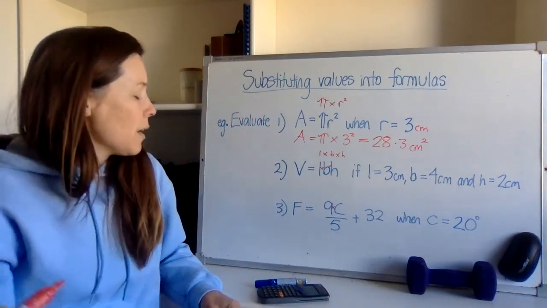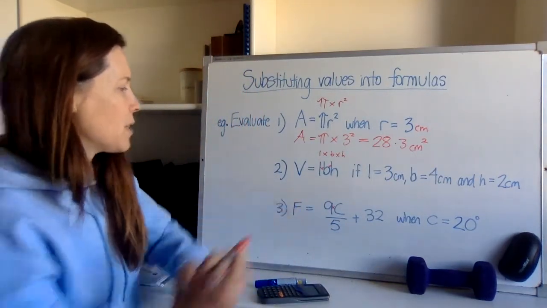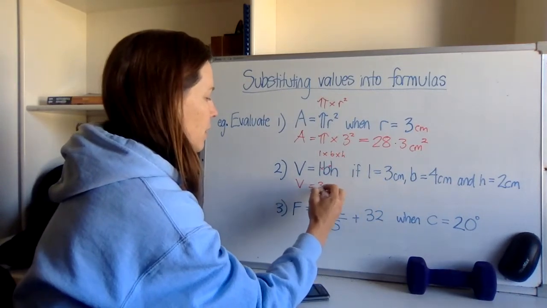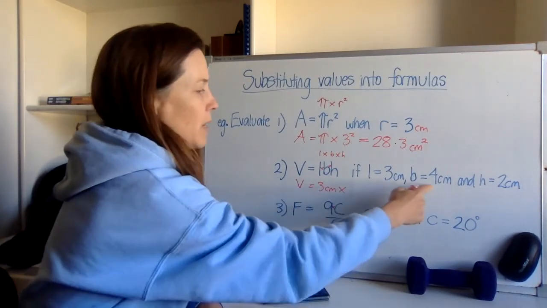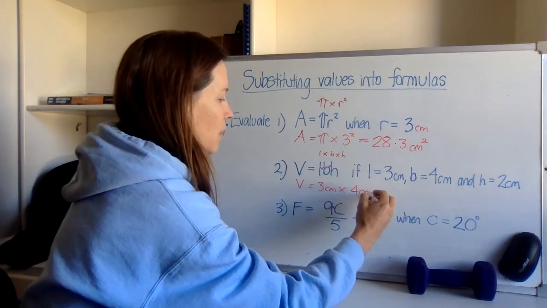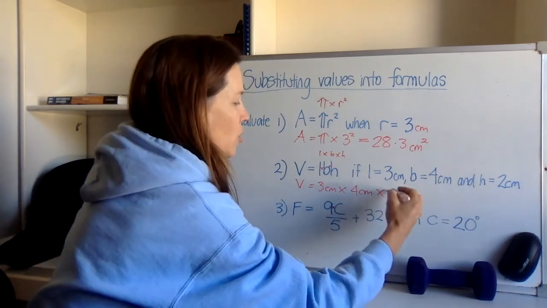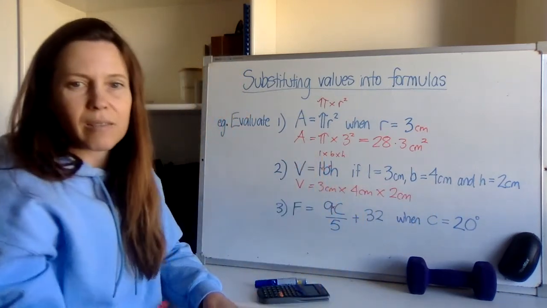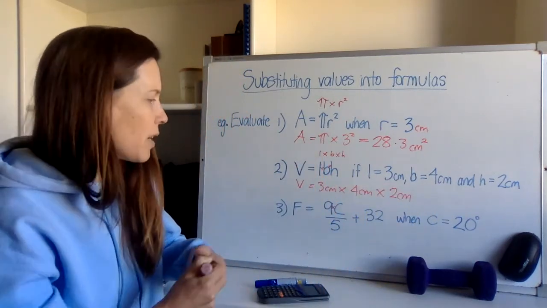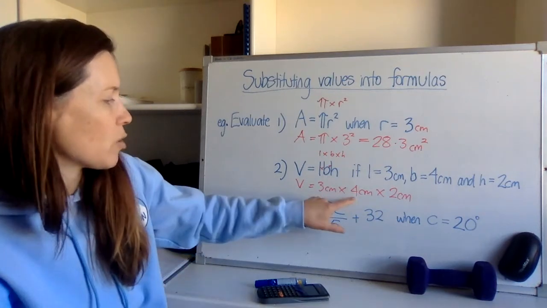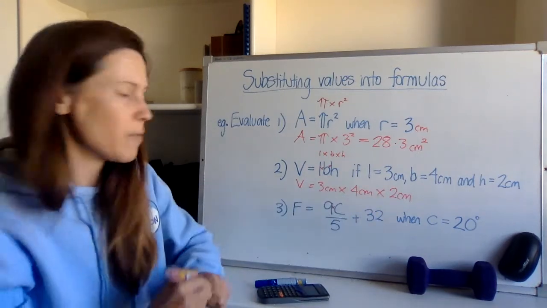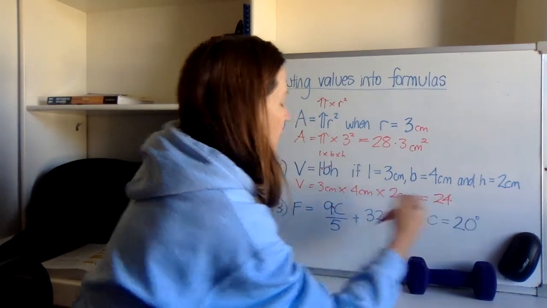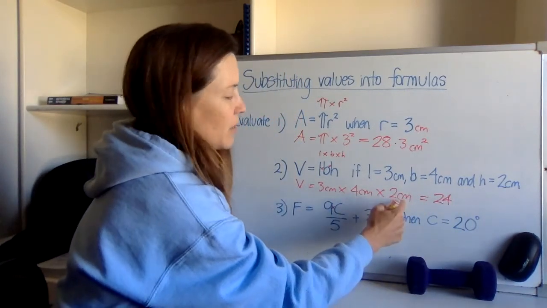Okay. Now for the next one, I've got volume. I need to just substitute in. What is L? 3 centimetres. What is B? 4 centimetres. And what is H? 2 centimetres. And you'll notice in my working, I've put the times signs in, even though they weren't visible there in the formula. Now 3 4s are 12. 12 2s are 24, so I can do this one in my head, but feel free to use the calculator if you want to. And I've got centimetres times centimetres times centimetres.